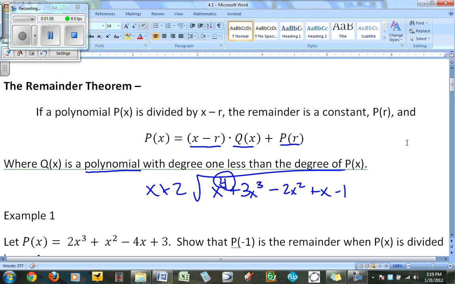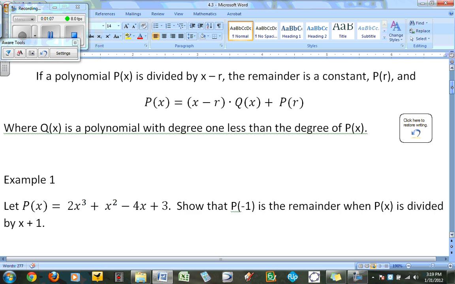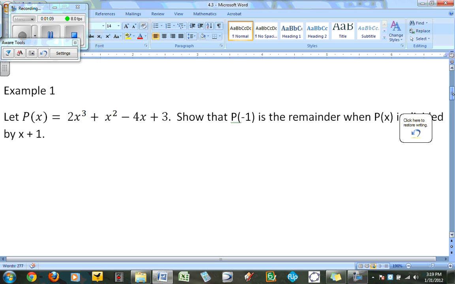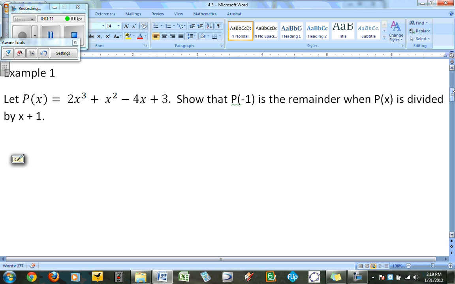Okay, so moving on to our first example here. We're going to see where this chapter is leading us and why they're showing us the remainder theorem. We'll do some different things with the remainder. So first of all, they say let our polynomial be 2x cubed plus x squared minus 4x plus 3, and show that p of -1 is going to be the remainder when we divide it by x plus 1.